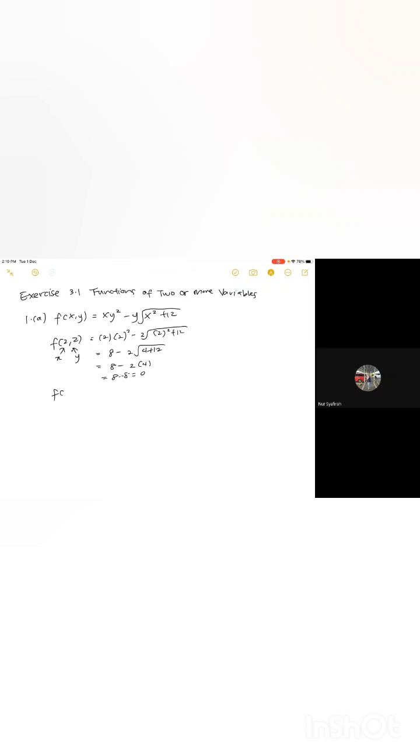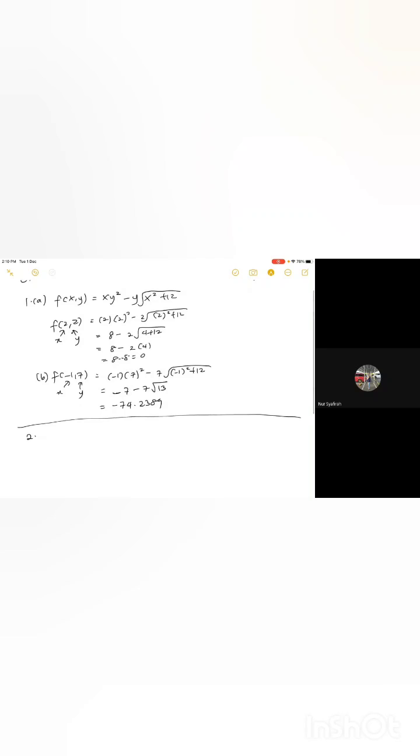The same goes with B, which is f(-1, 7) now. So the x is negative 1, the 7 is y. Okay, so you may try, just use your calculator. The answer is negative 74.2389. So I don't think there would be a problem here. So move into question number 2.